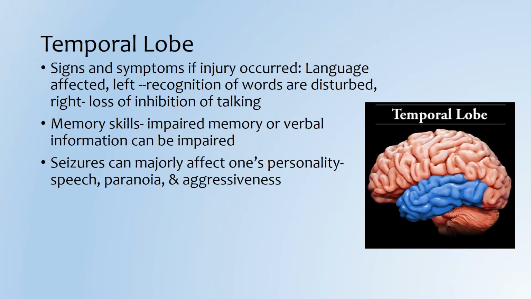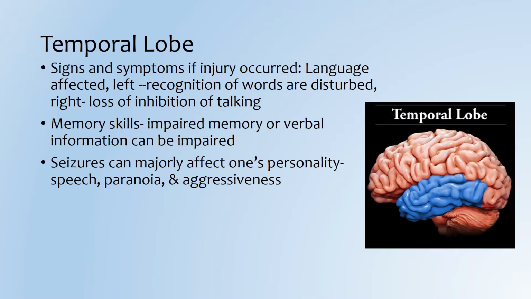The temporal lobe is in charge of language and memory skills. And if an injury were to occur to this section of the brain, language skills would be affected. If the left side was affected, recognition of words would be disturbed, and if the right side was affected, there would be a loss of inhibition of talking.